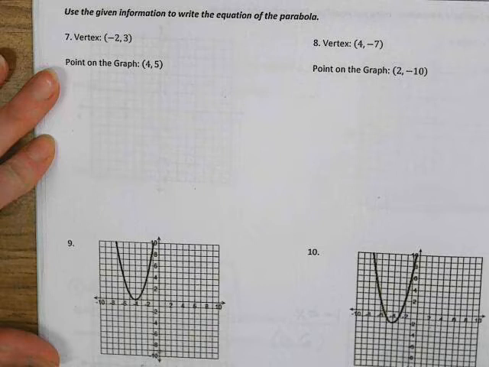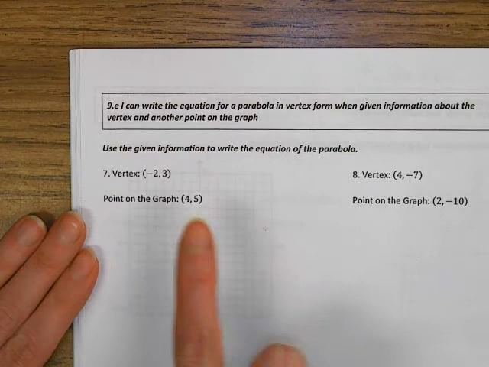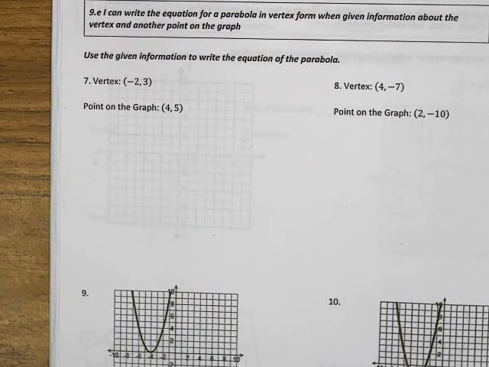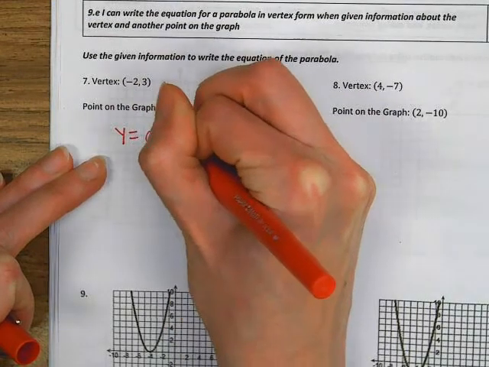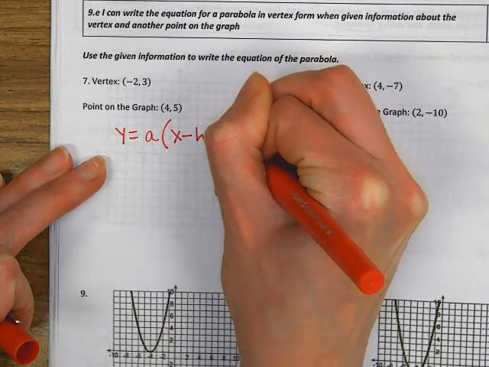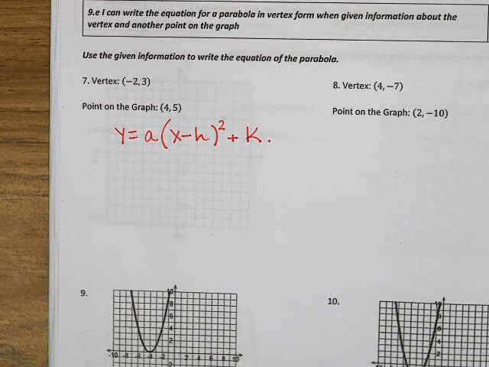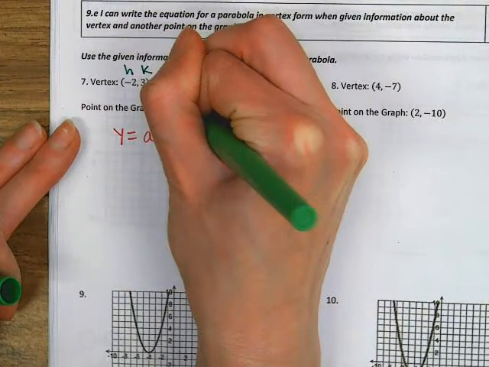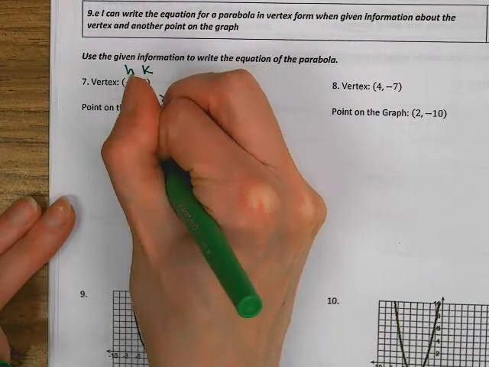Oh, one more. Let's review one of these. Let's do number 7. Remember these? I can write the equation in vertex form, given the vertex and a point. All right, so let's start by writing the equation. y equals a times x minus h squared plus k. And let's go ahead and label our pieces. The vertex is (h, k), and the point is (x, y).